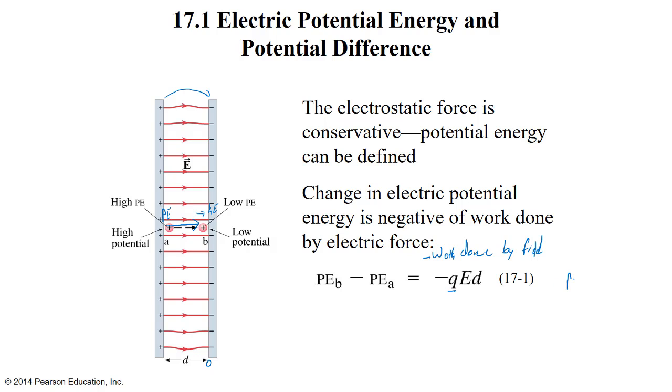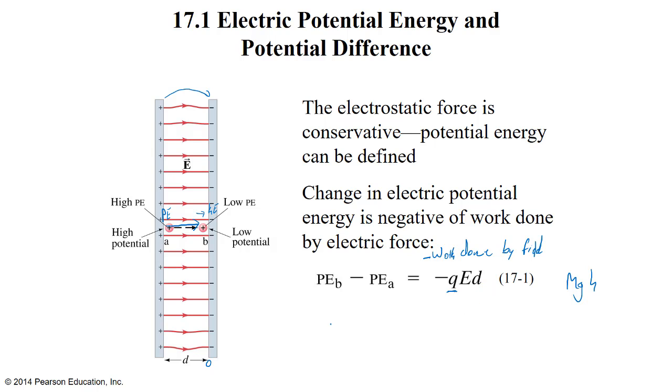And just like we had mgh for gravitational potential energy, what we have here is QED. Well, Q is the analog of mass, but it's charge. E is electric field rather than gravitational field, and D is distance, which is the analog of height. And so all this equation is saying is that the change in potential energy of a charge is equal to the opposite of the work done by the field as it moves that charge.